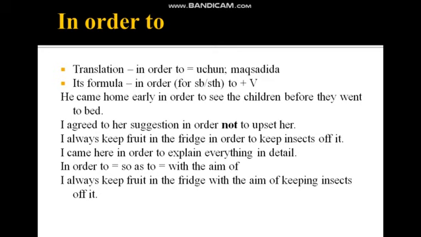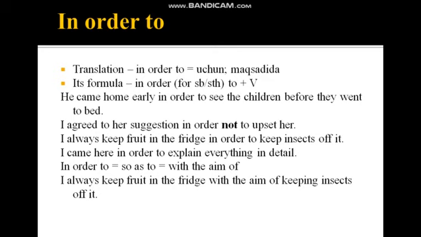And let me make another sentence for you guys to understand that in detail. Let's say I have bought a new car in order for my father to drive to work instead of walking to work. See, guys, in order for my father to do something. And in order to can be substituted with so as to or with the aim of.